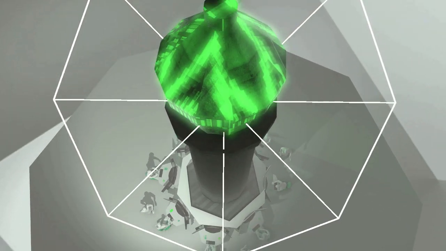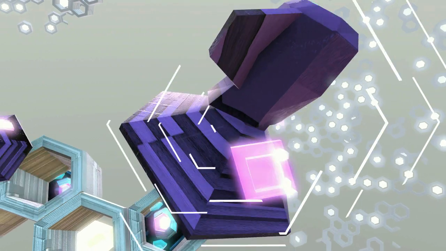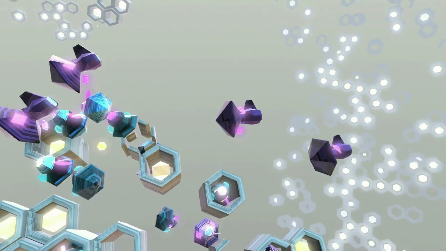Designed by legal compliances, ILLBuster is a reliable and effective tool for prevention and fight against crime, helping the establishment of legal principles also in the internet world.